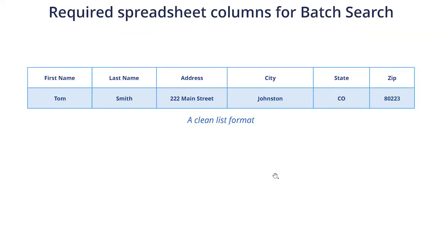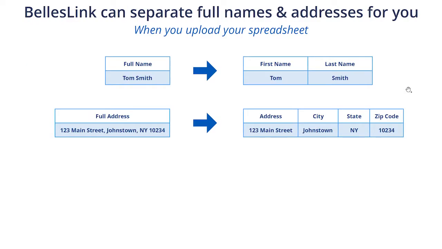So here are the required spreadsheet columns for your batch. First name, last name, address, city, state. We need that information for every record in order to search it. We can help you separate names if you have a full name column. So a full name such as Tom Smith, you'll have the option to say, yes, please separate my full name column into separate columns. And also the same for full address.